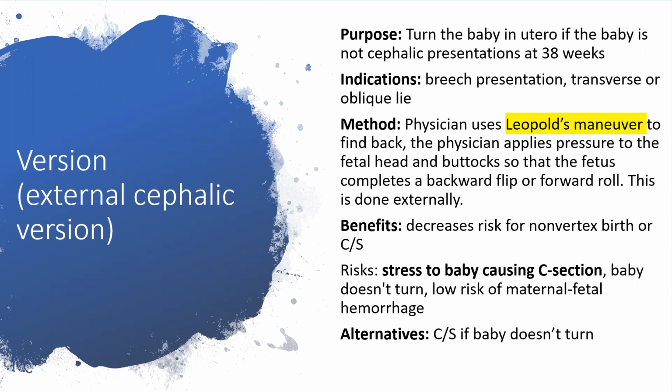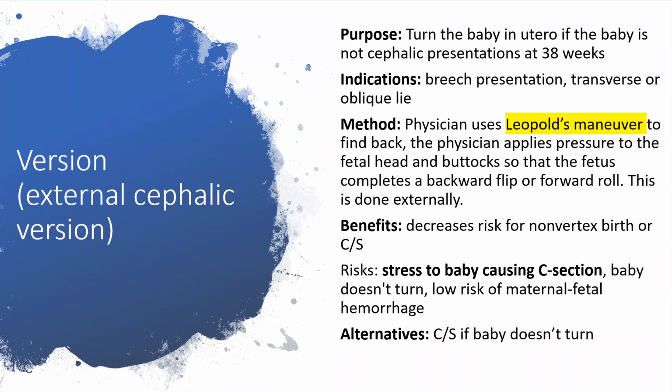The method of this is the physician uses what's called Leopold's maneuver to find the back. They're palpating, or assessing. The physician applies pressure to the fetal head and the butt so that the fetus completes a backflip or a forward roll. This is done externally.